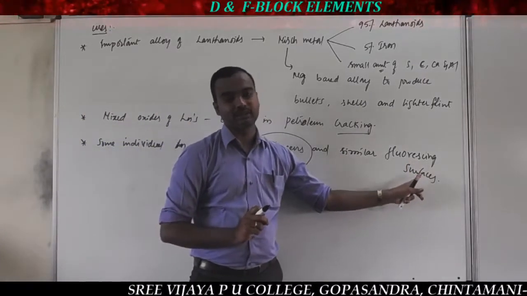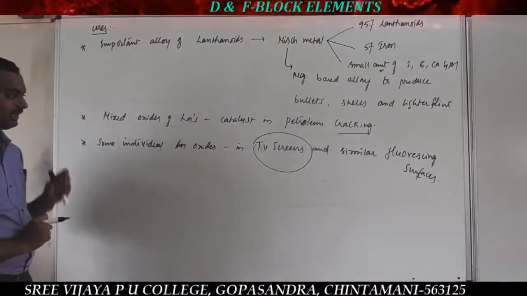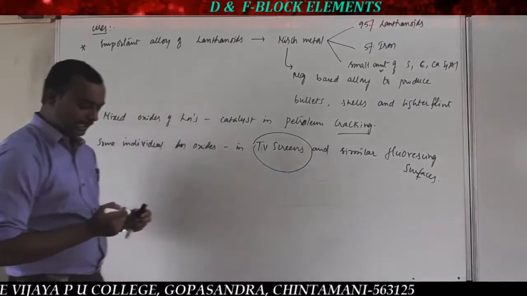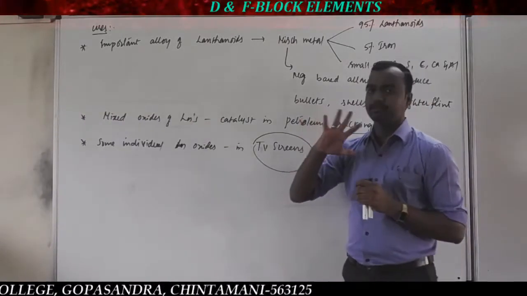Some oxides of lanthanides are used to prepare such screens or surfaces. And these are the very important applications and uses of the f-block, especially lanthanides. So this is a repeated question.